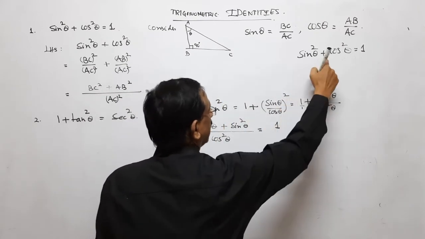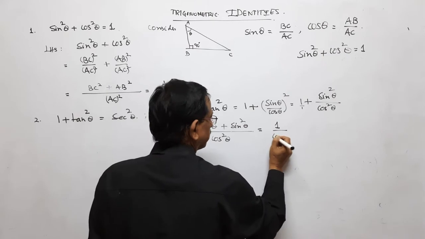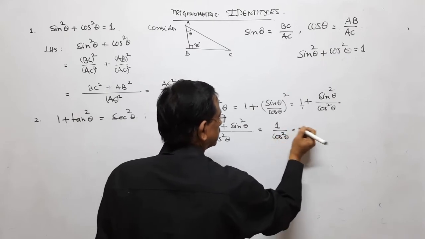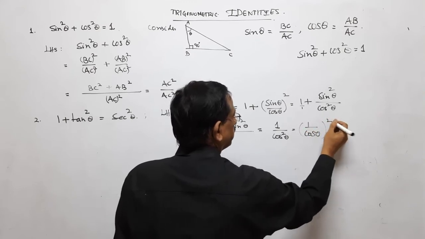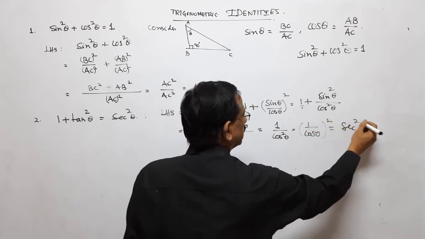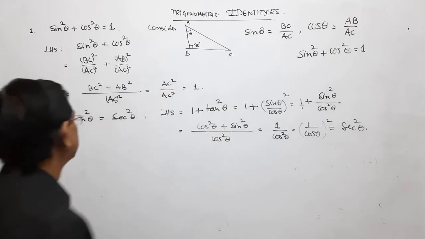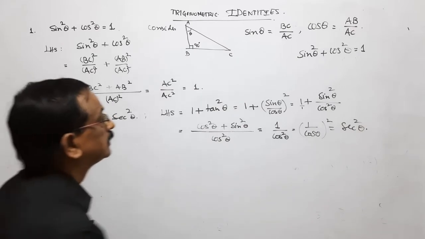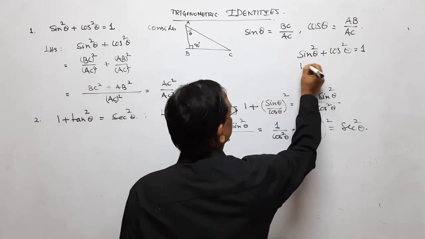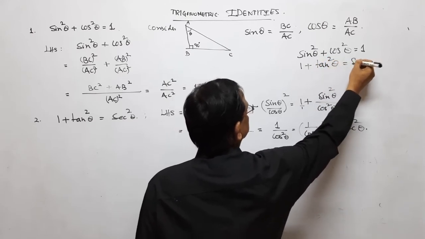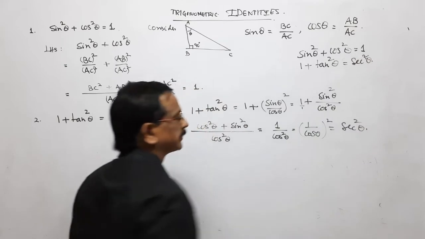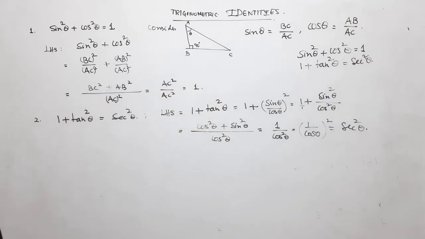So I'm using this identity. So 1 by cos square theta, which is equal to 1 by cos theta whole square. But 1 by cos theta is secant theta, so secant square theta. So 1 plus tan square theta is secant square theta. I would like to write here 1 plus tan square theta is secant square theta, whatever theta may be, whatever A may be, whatever B may be, whatever C may be. This is true for any theta.